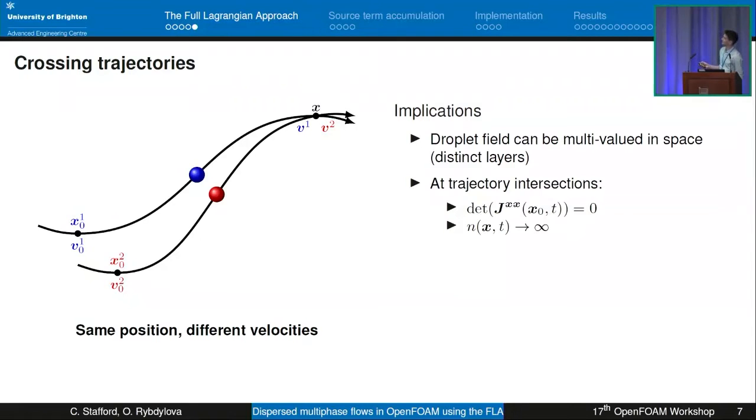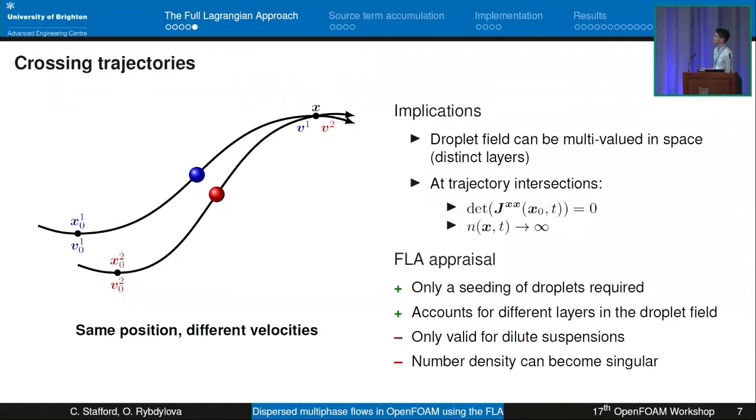A slight complication is that this Jacobian becomes 0 at these intersections, and our number density goes to infinity. So this has to be handled. So, a quick appraisal of the method. It's efficient because we only need a seeding of droplets. We don't have to track many. We can track one parcel, and that's representative of many.